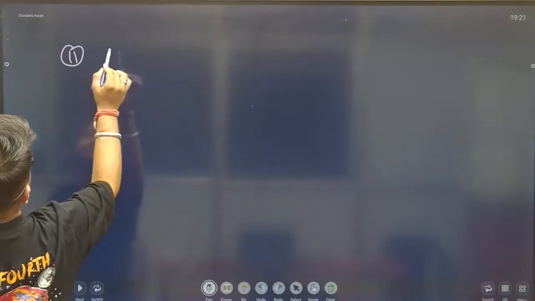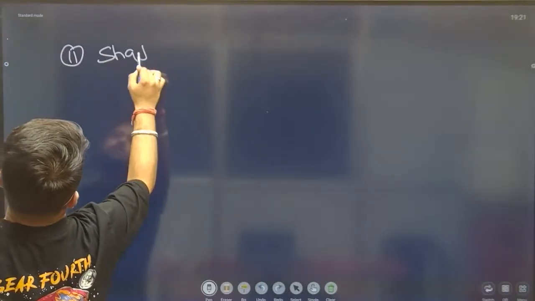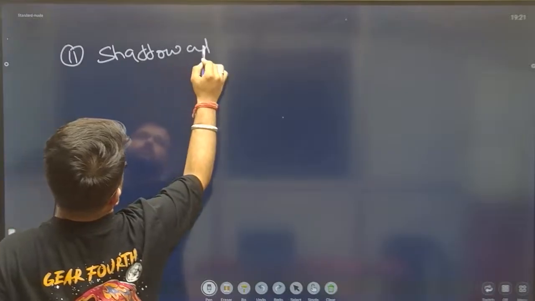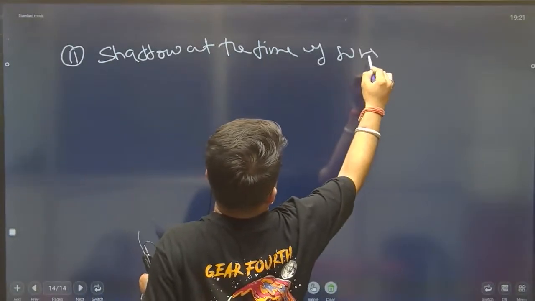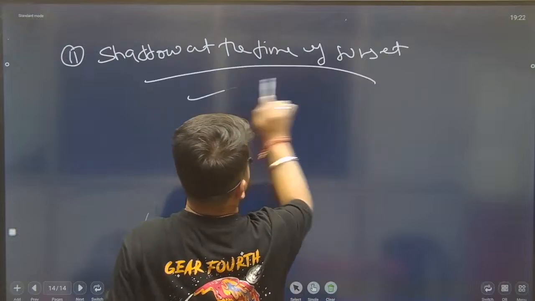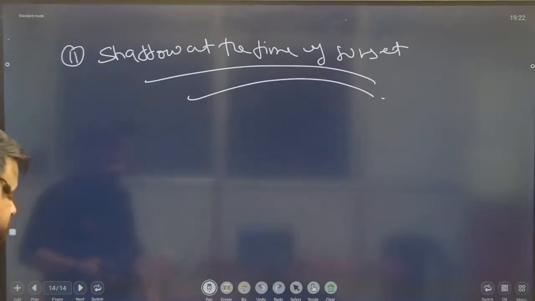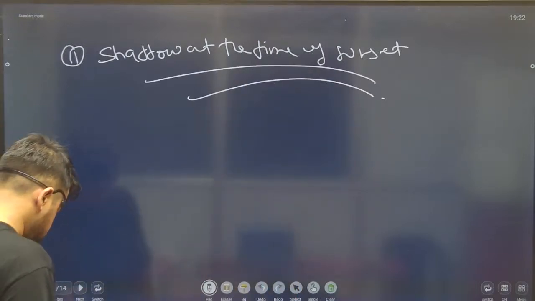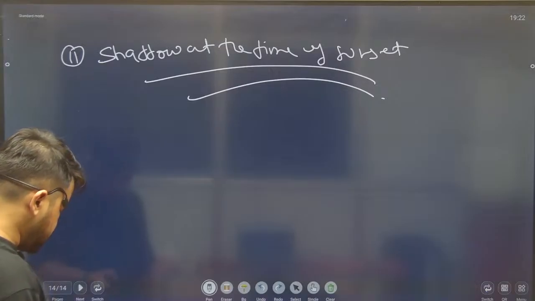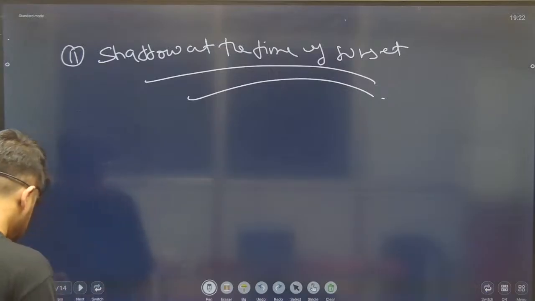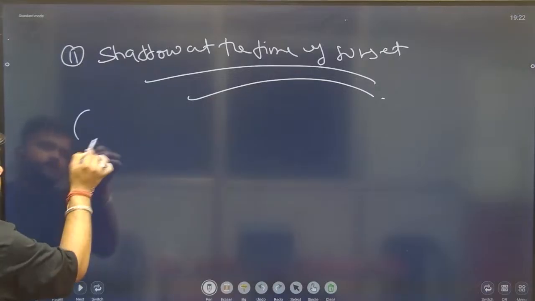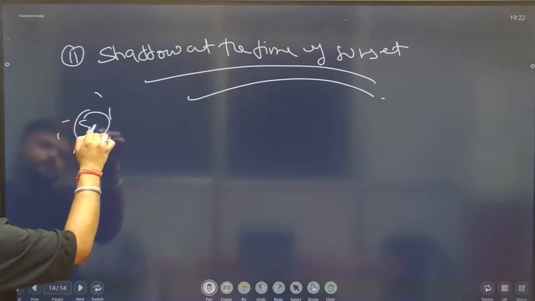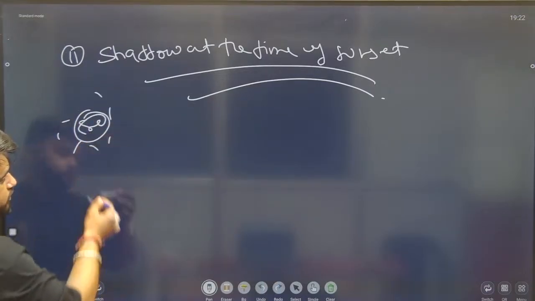And the next is shadow at the time of sunset. Shadow at the time of sunset. Getting my point? What does it mean? The light is emitting from here.